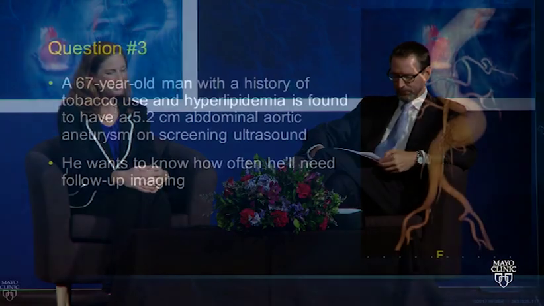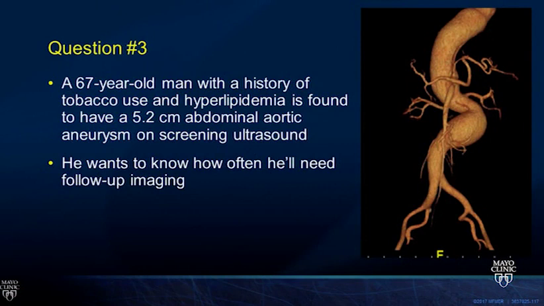Gotcha. Thank you. All right, we're going to go on to this person with an aorta on the screen. It's a 67-year-old man with a history of tobacco use and hyperlipidemia who is found to have a 5.2 centimeter abdominal aortic aneurysm. He wants to know when he has to have another imaging study performed. Is it 2 to 3 years, 1 to 2 years, 6 months to 1 year, or every 3 months?